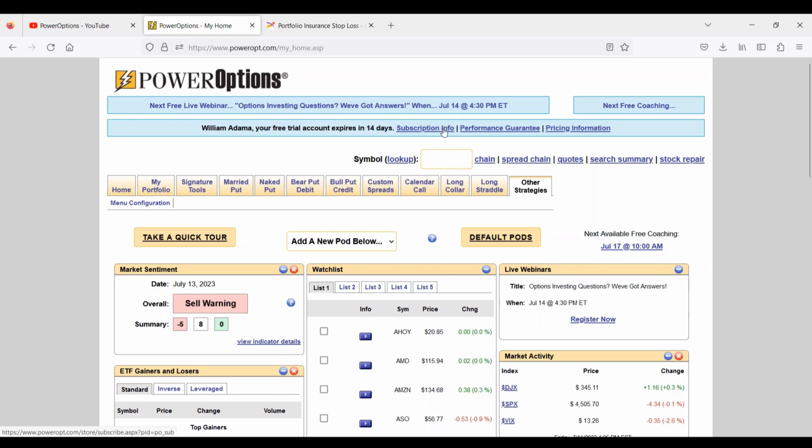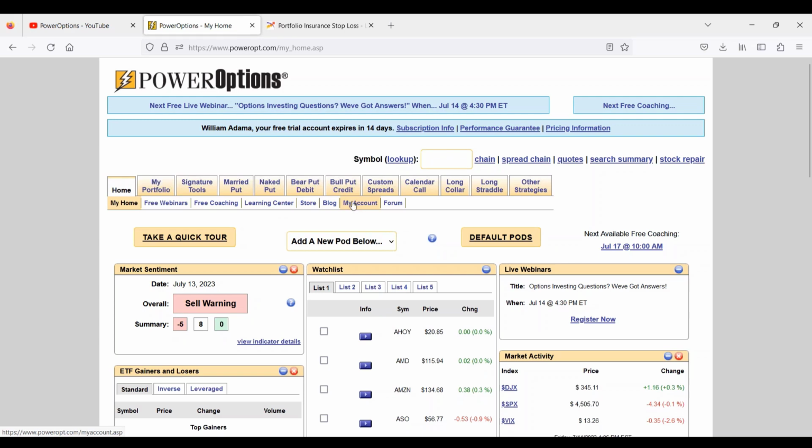You can always check out the subscription info, information on the performance guarantee, and more. We might review that a little bit later as well. The PowerOptions tools are designed by a tab navigation system. From the main home tab, we can access the free webinars and free coaching sessions. We can schedule a coaching session at any time. The Learning Center menu, the store for our basic products, my account features, and more.